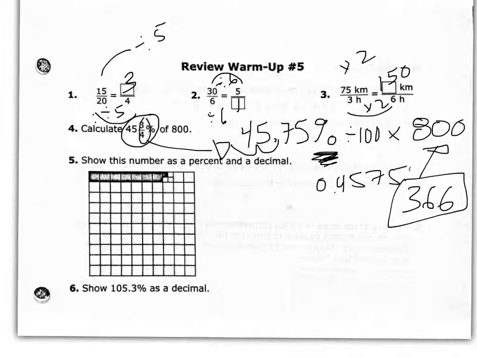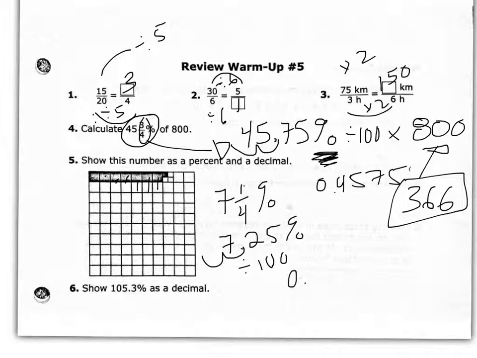Okay, 5. Show this number as a percent and a decimal. In this hundreds chart, I have 1, 2, 3, 4, 5, 6, 7 full squares, and it's 1 covered a 4, so 7.25%. This can also be represented as 7.25%, but as a decimal, I need to divide by 100, and you get 0.0725 is the answer for the decimal, because I need to divide by 100.